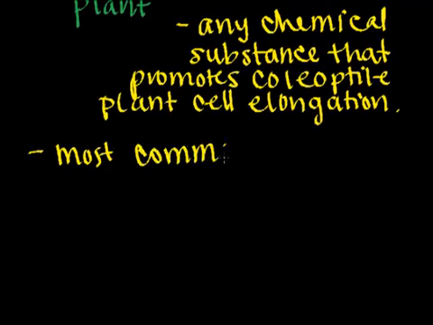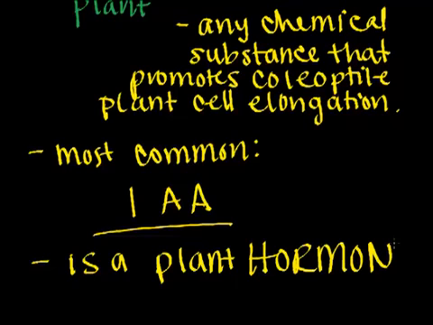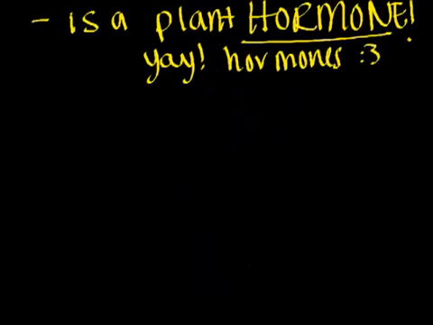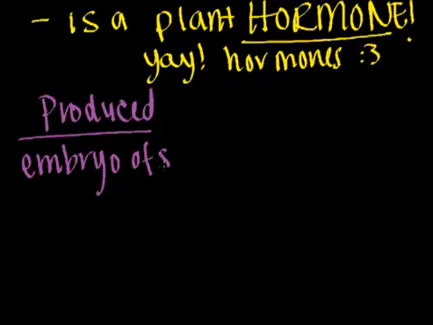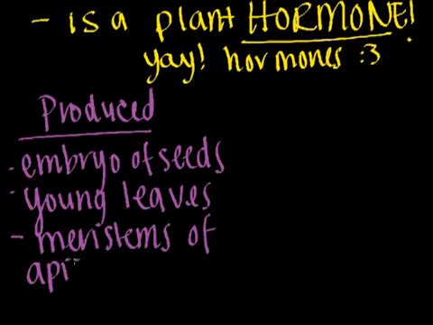Okay, so the most common auxin is actually IAA, which is indoleacetic acid, and auxin's actually a plant hormone. Yay, guys! You know, hormones. What fun! On that happy note, auxin is actually produced in the embryo of seeds and in young leaves and in the meristem of apical buds, which are the primary growing parts at the tip of the stems of the plant.